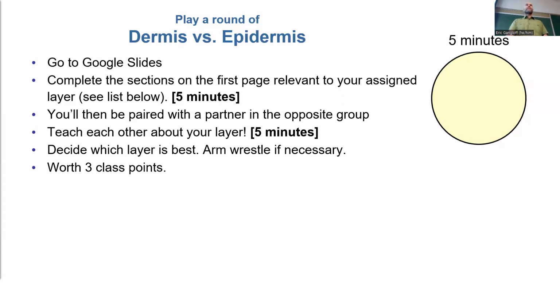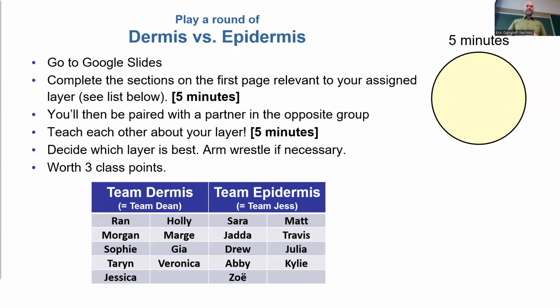Sound good? Great. So here's Team Dermis: Rand, Morgan, Sophie, Taryn, Jessica, Holly, Marge, Tia, and Veronica. Team Epidermis is Sarah, Jada, Drew, Abby, Zoe, Matt, Travis, Julia, Kylie. I just used a random list to do that. And then we'll pair you up. After 5 minutes, I'll pair you up with someone on the other team.